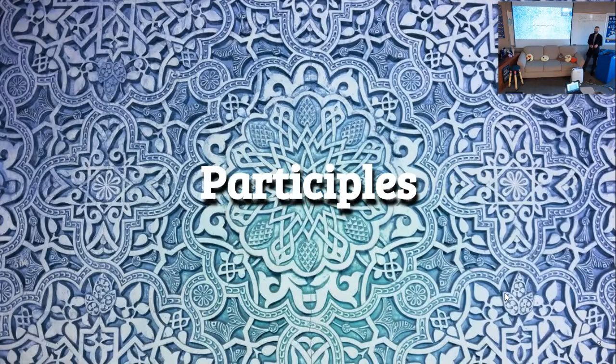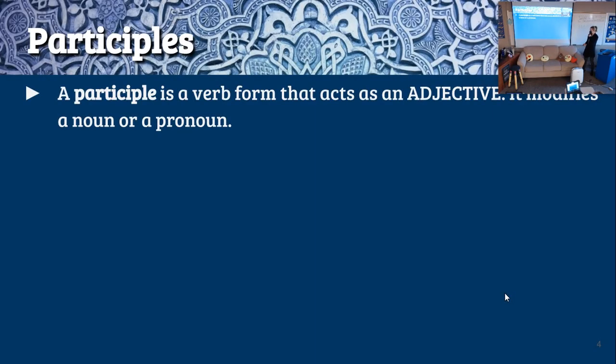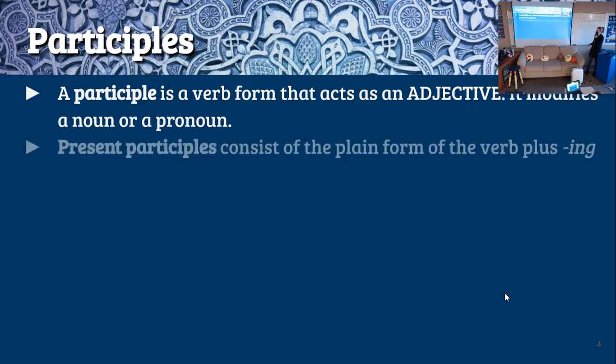All right, so today we're going to be talking about participles. A participle is a verb form that acts as an adjective, and that is the important part. So I would bold that, underline it, highlight it, whatever you've got to do. Participles act as adjectives. They look like a verb, but they act as an adjective. Because it's acting as an adjective, it's going to modify a noun or a pronoun, because that's what adjectives do, right? They modify nouns and pronouns.